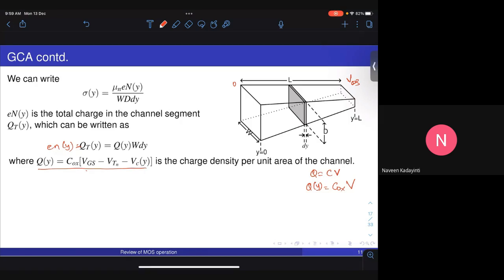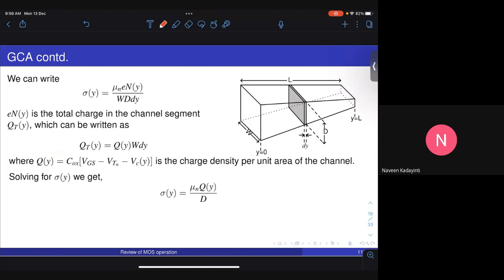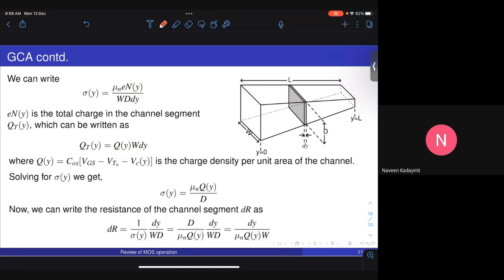Now we can substitute this there and we'll get an expression for sigma of Y. So sigma of Y is nothing but the conductivity of the segment, which is given by mu n into, I've just plugged this in instead of E into n of Y. Okay, so then W and dy will get cancelled. So now that we have an expression for the conductivity, we can find an expression for the incremental resistance of that segment. So what is the incremental resistance? It is nothing but 1 upon sigma of Y into length of the segment dy, and cross section area is W into D.